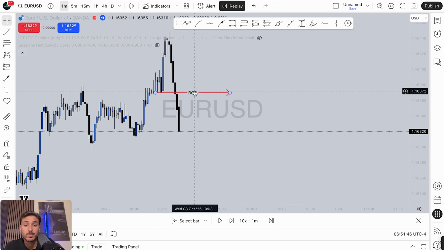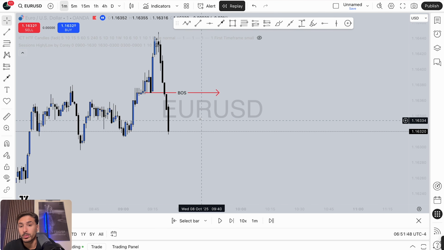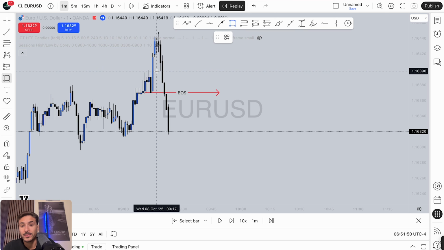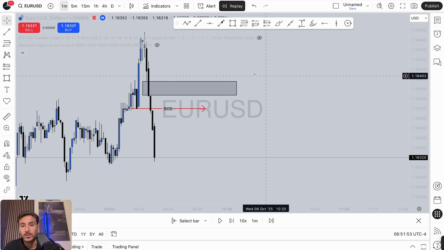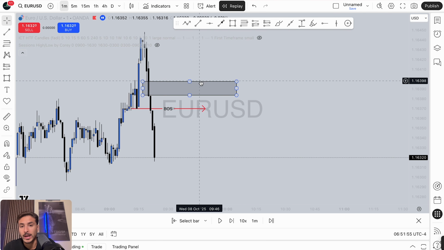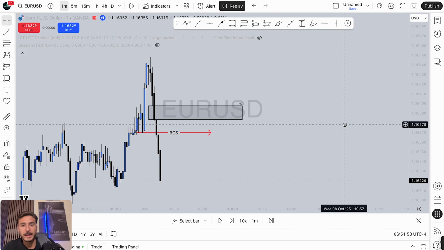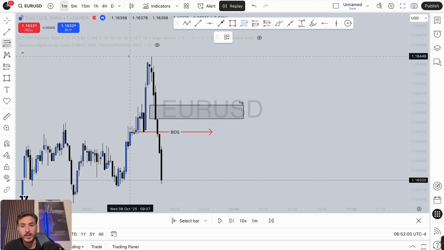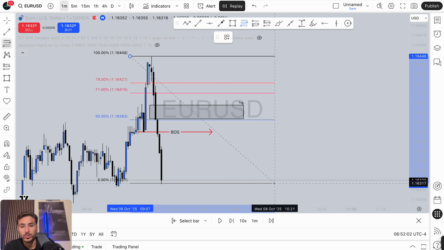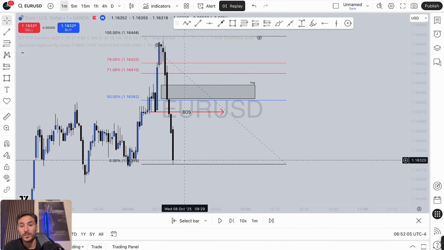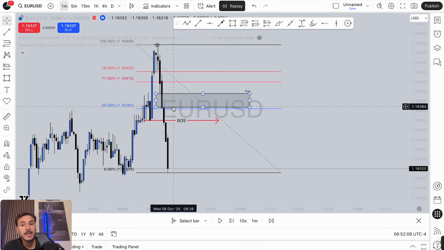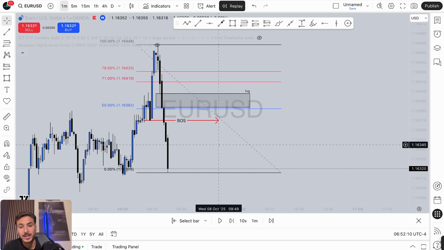Okay, cool. So we just broke this structure, and we broke it pretty nicely. And what did we do? We left behind a fair value gap in this area. We left actually multiple fair value gaps. So let's mark it out. And then we can use our fib tool to drag it from here down to the last low of the trading range. And then we can see here, this fair value gap is in a 50% area.